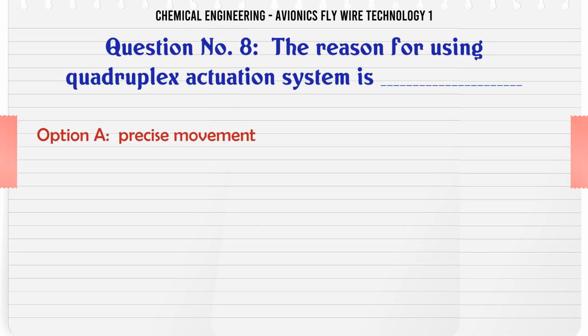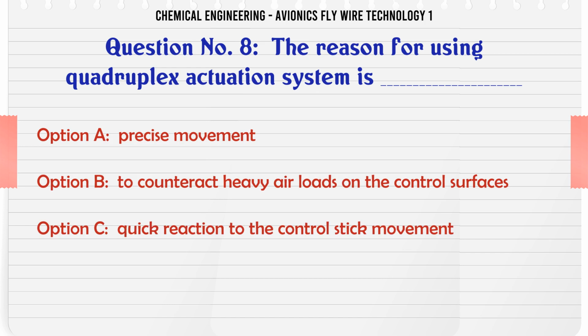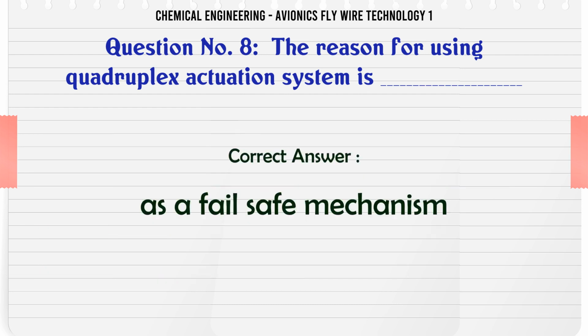The reason for using quadruplex actuation system is A. Precise movement. B. To counteract heavy air loads on the control surfaces. C. Quick reaction to the control stick movement. D. As a fail-safe mechanism. The correct answer is as a fail-safe mechanism.